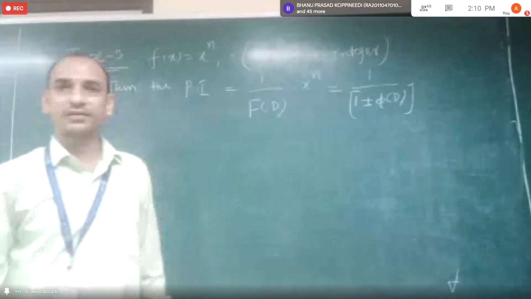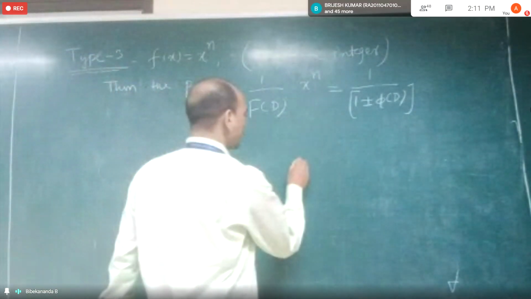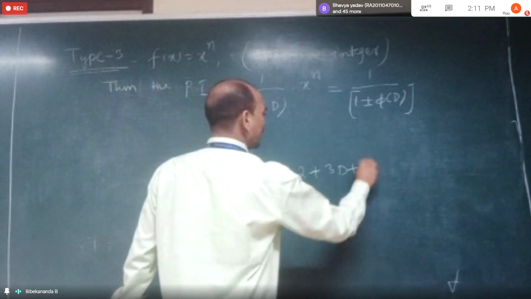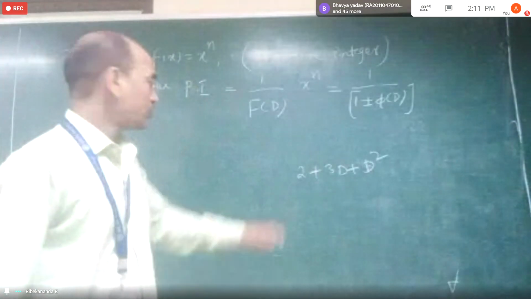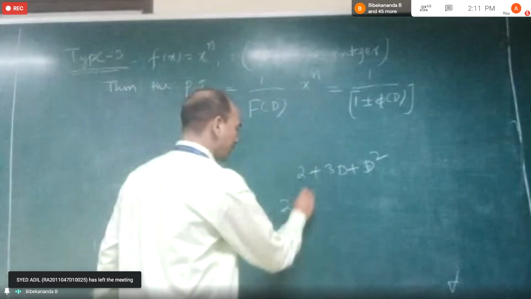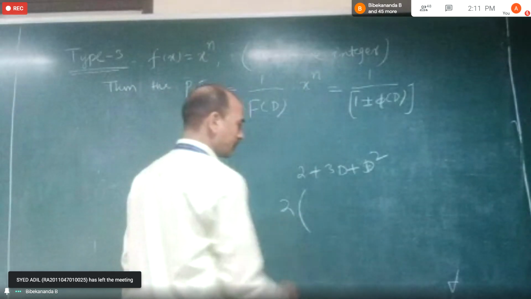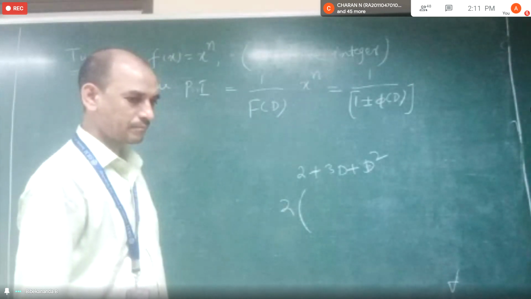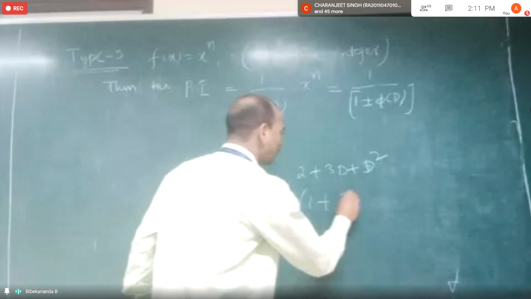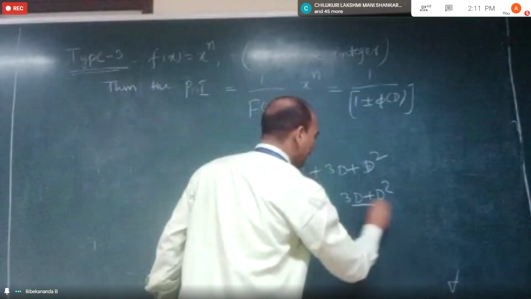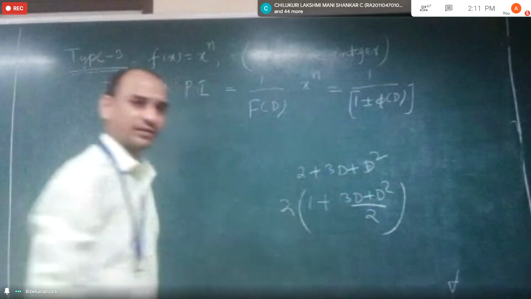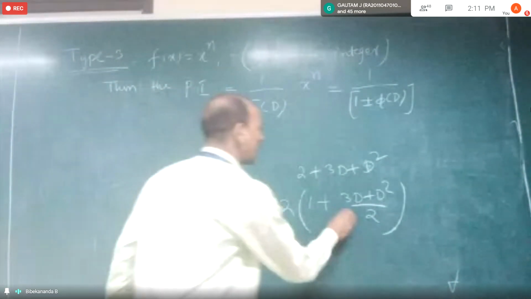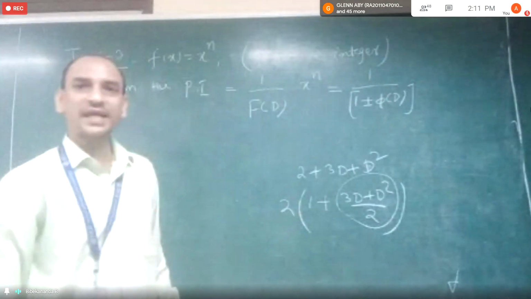In this form I will write, because suppose here I am having 2 plus 3d plus d square. If I take 2 common here, what will be the remaining term? 1 plus 3 by 2 d plus d square divided by 2, because no 2 are there, isn't it? So this is again another function of d.